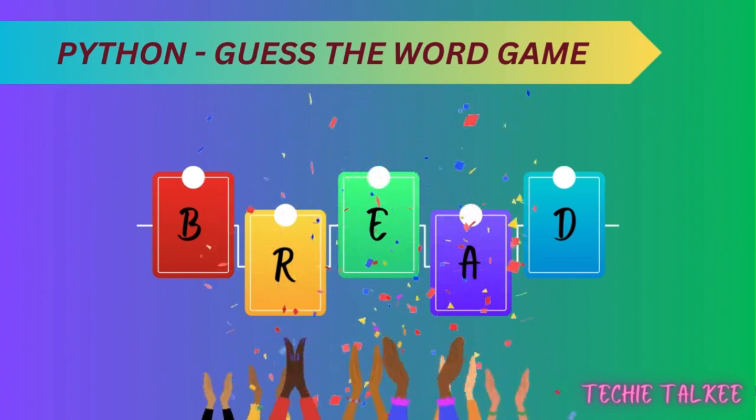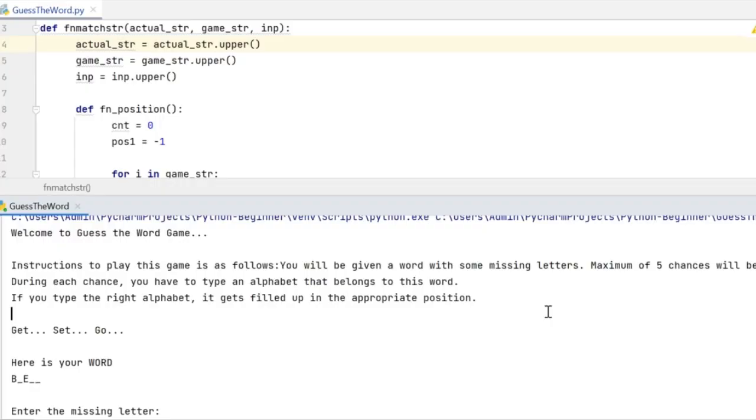First, let's play the game. Here we go. Instructions will be first displayed. A word will be given with missing letters. 5 chances will be given to the user, and the user needs to type one alphabet during each chance to fill the missing letter. So this is my word. It has 5 letters. The first letter is B, the third letter is E, and I have to find the second, fourth and the fifth letter.